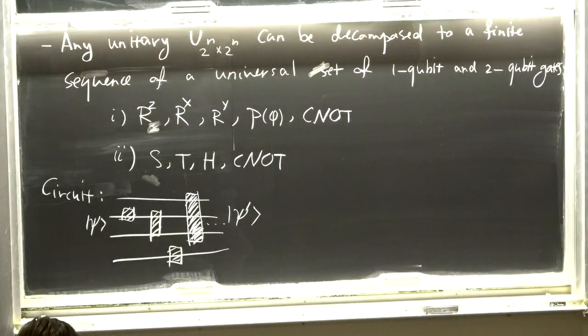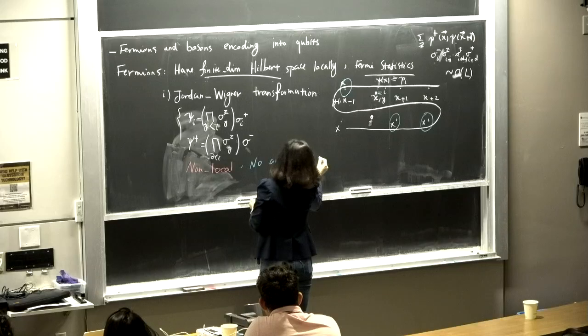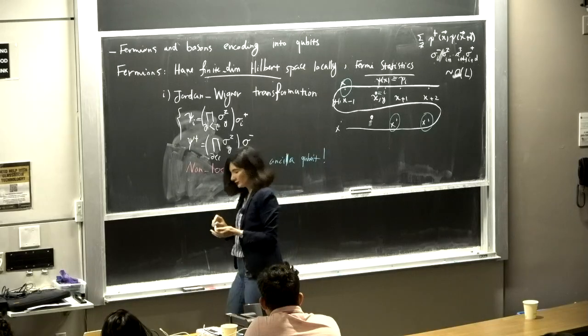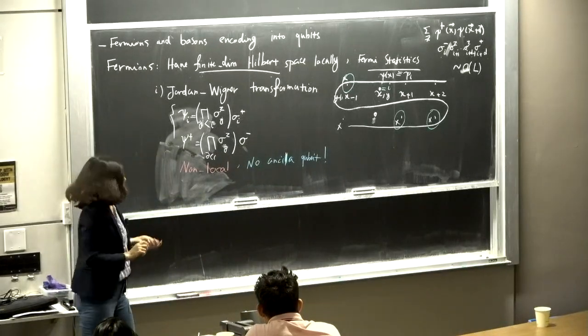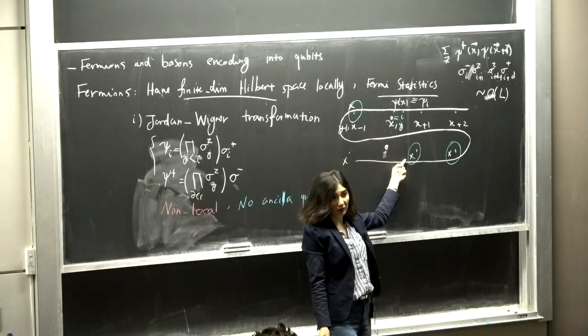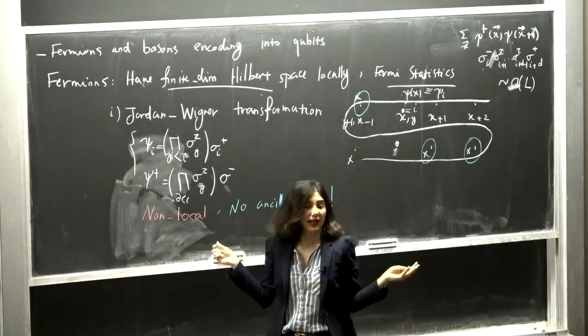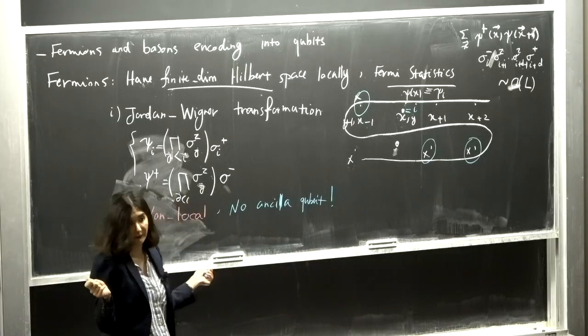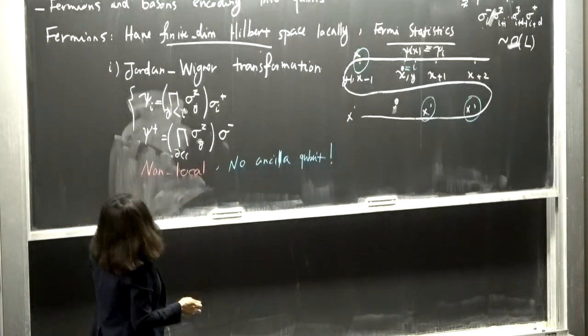Okay? It's still a very popular transformation, and the reason is that I introduced no ancilla qubit. So it's very efficient. I just need the number of qubits to be exactly the same as the number of fermionic modes, but then I get interactions that are highly non-local. Okay? What else can we do?